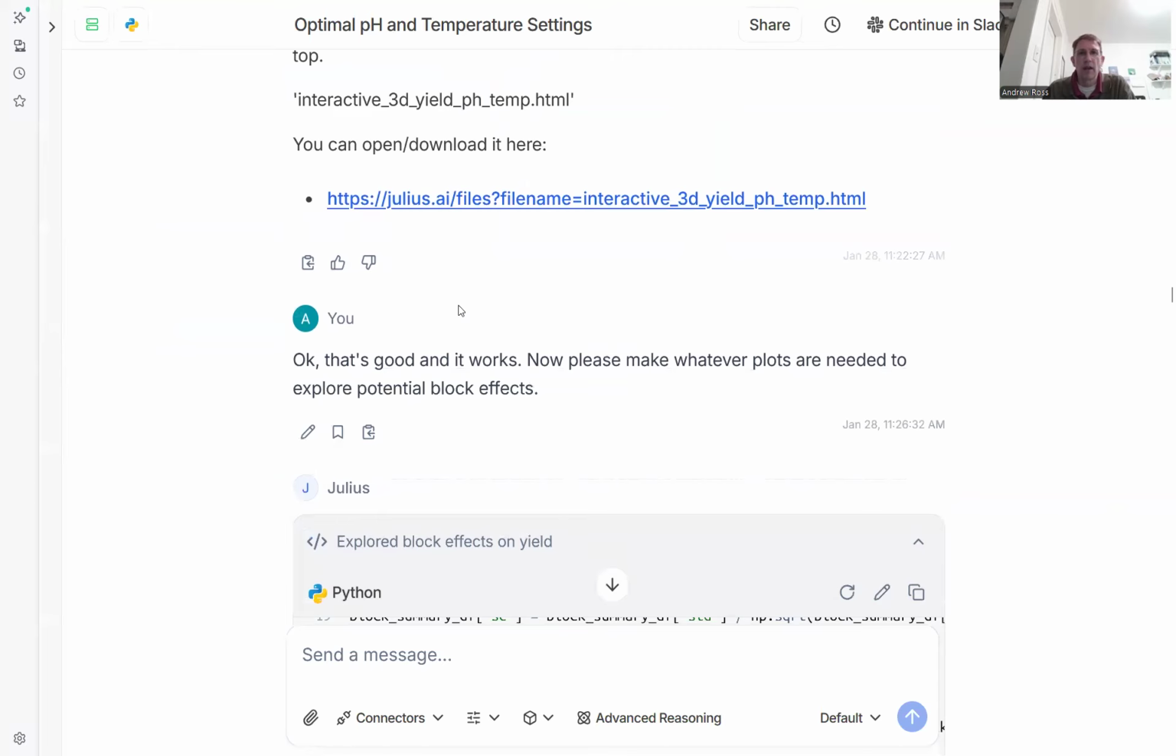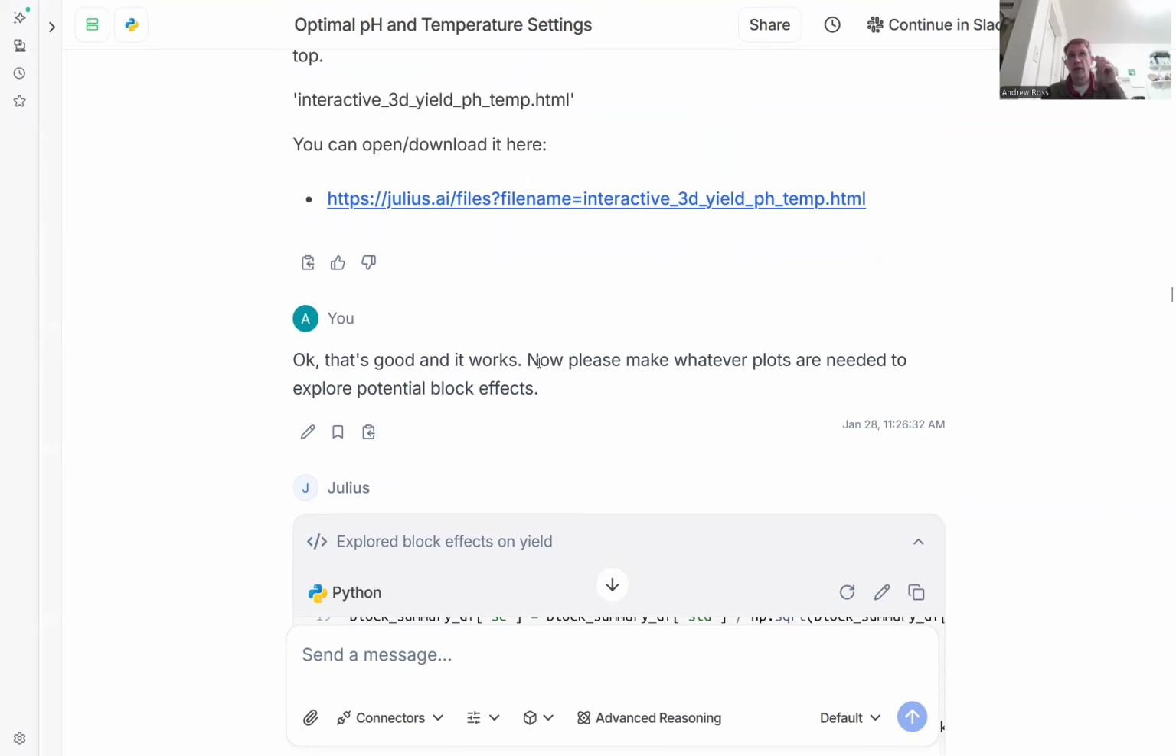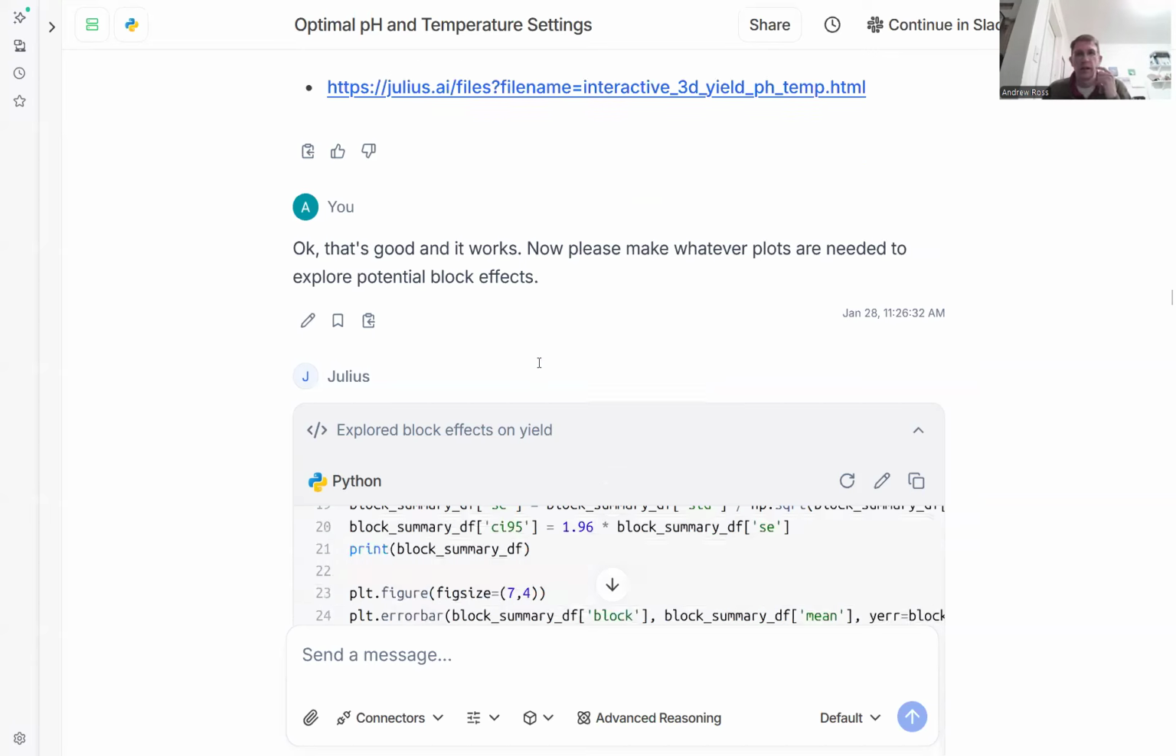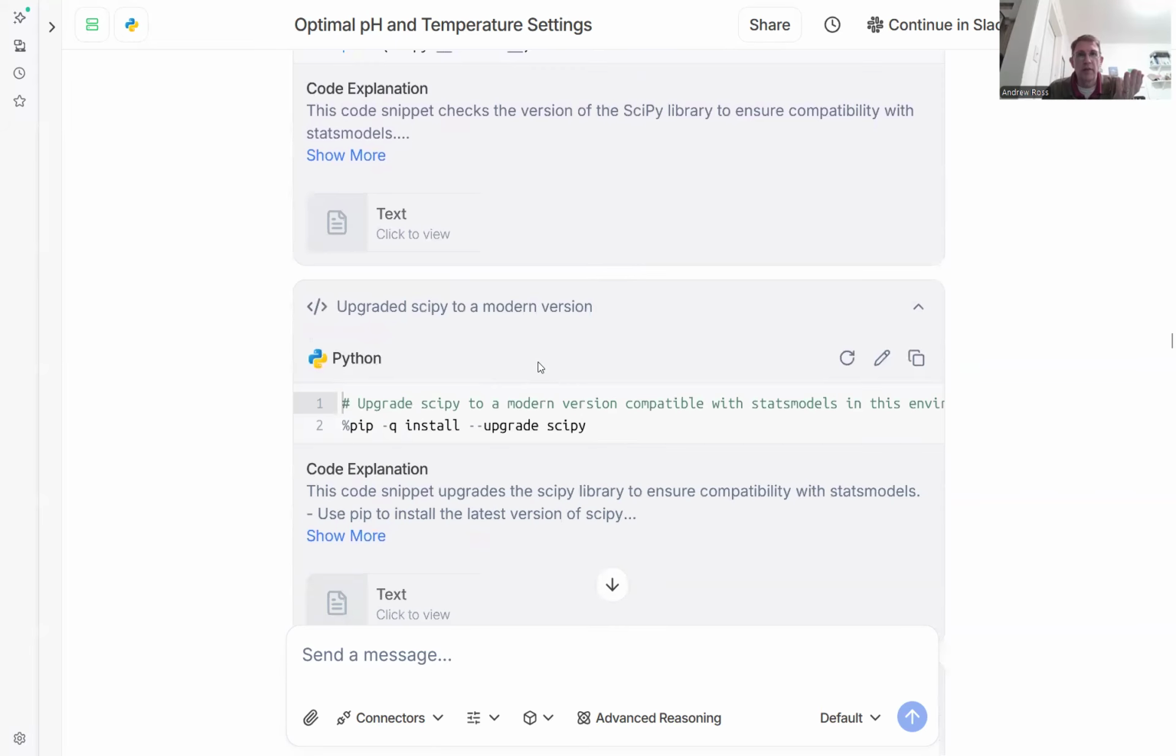And then I told it to go look at potential block effects. Like, what if we remade whatever chemicals we need in between block one and block two, but we did it differently for block two? And maybe all our answers ended up higher for block two or ended up lower. That would be block effects. It's something we should examine.